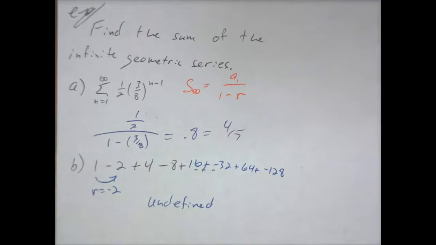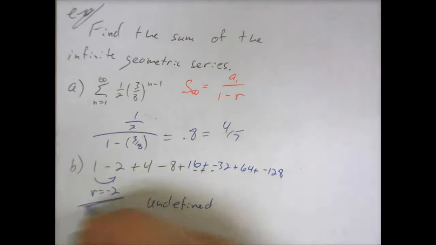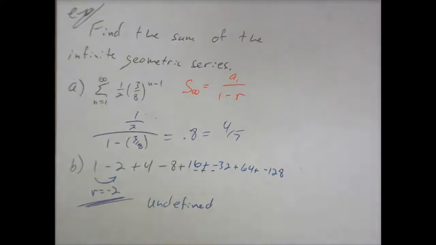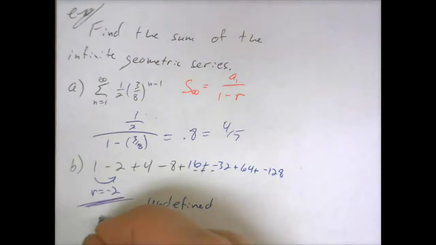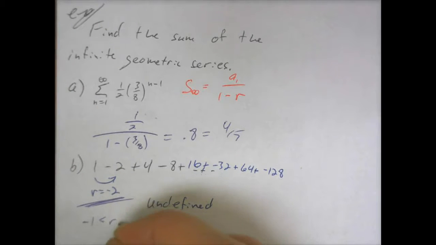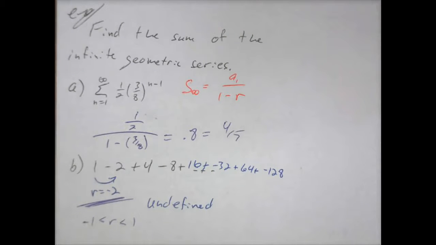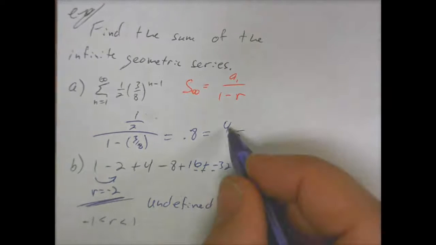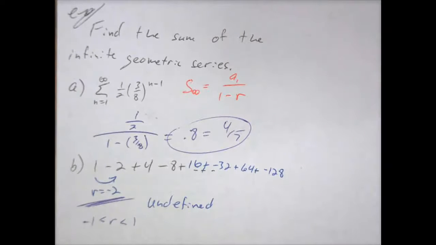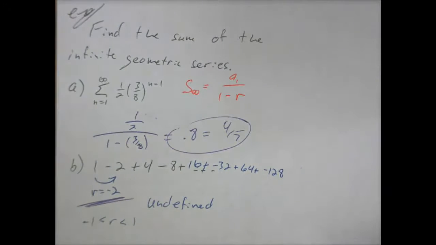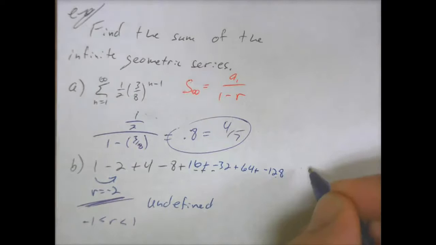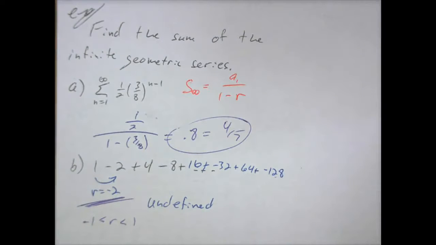Basically, you are going to have a sum that is undefined when you have a rate whose absolute value is bigger than 1. Your rate has to be between -1 and 1 for the sum to actually be defined, like 0.8 or 4/5. You may come up with an answer if you plug it into your formula, but since the numbers keep getting larger and larger, there's not actually a definable sum for the infinite sequence.